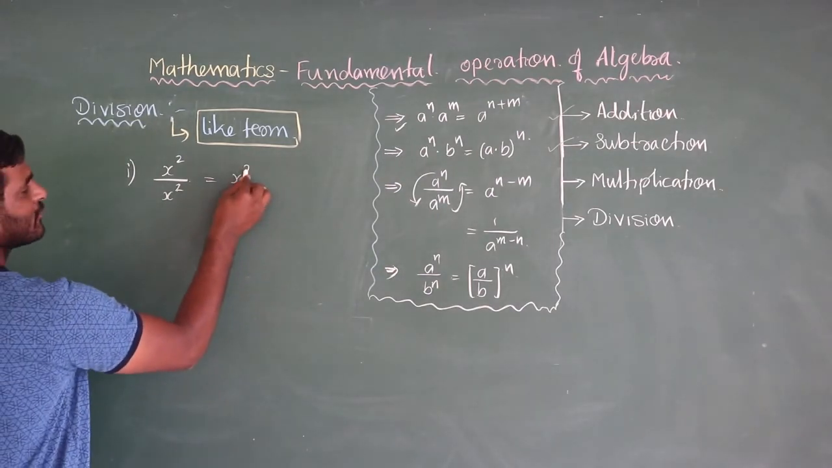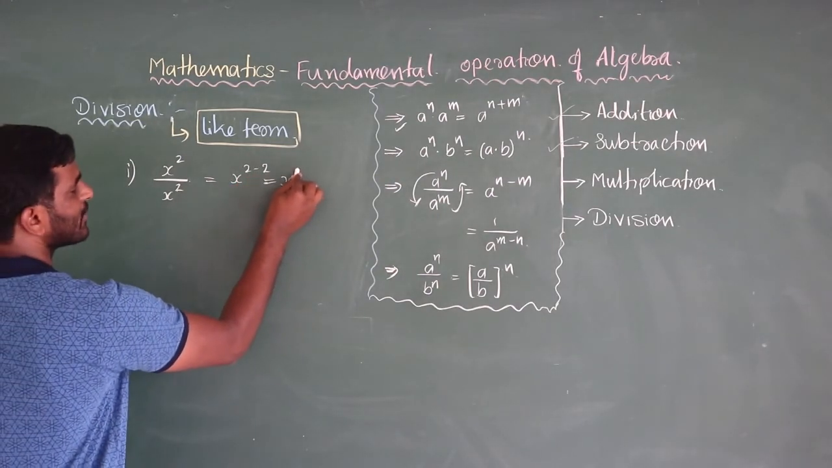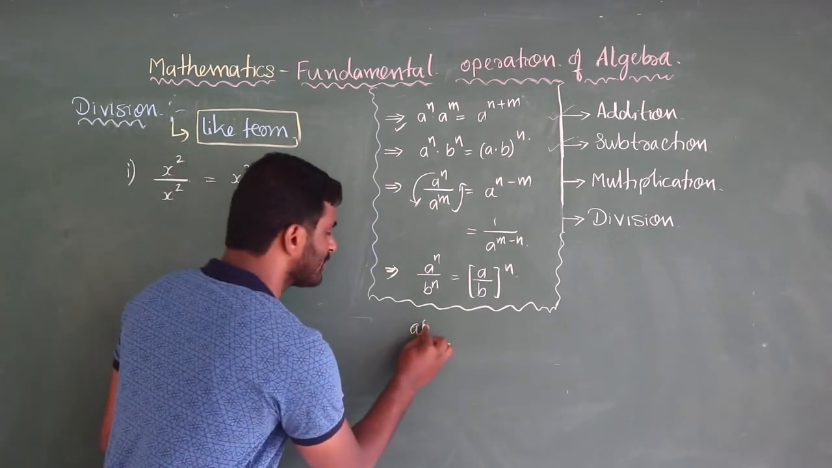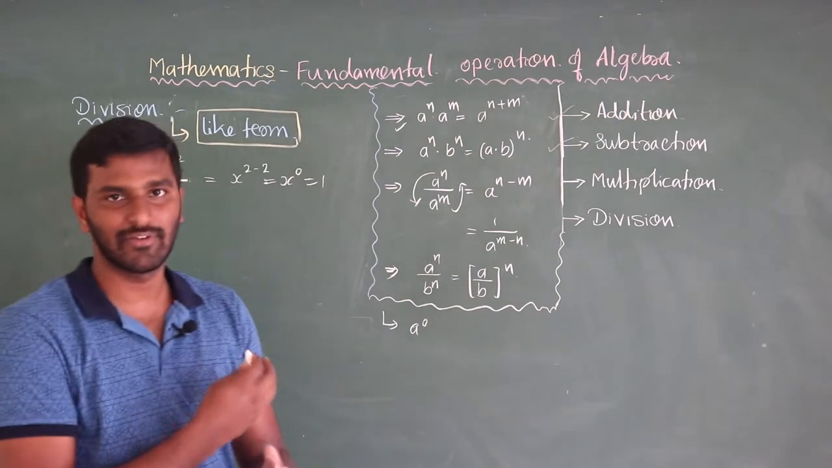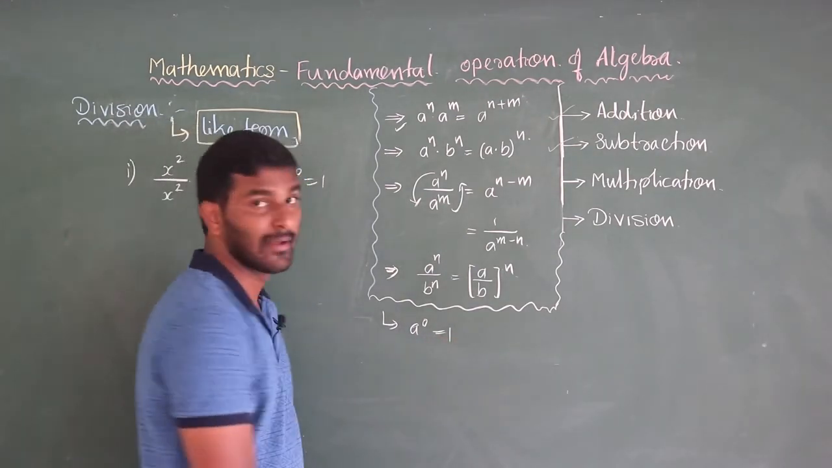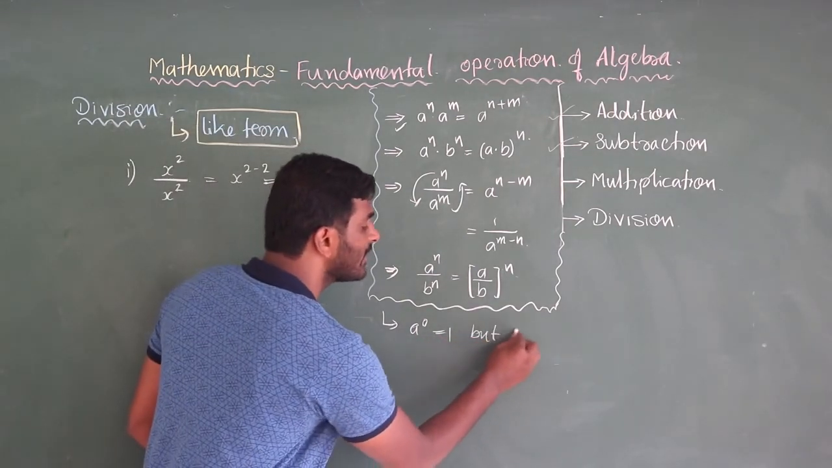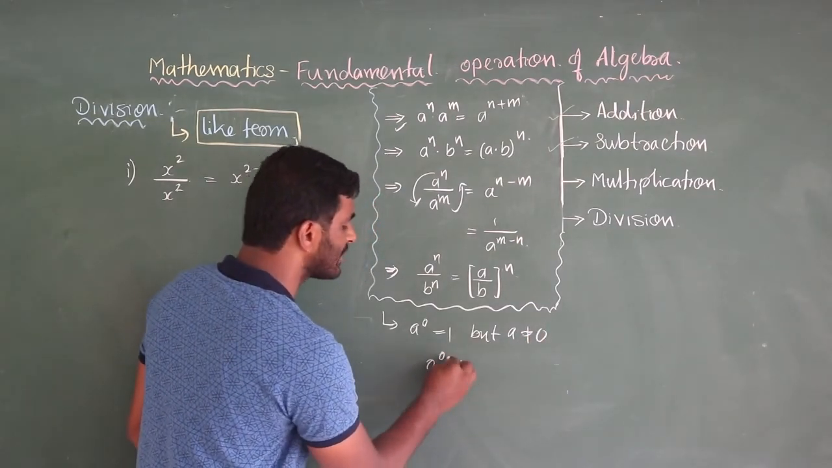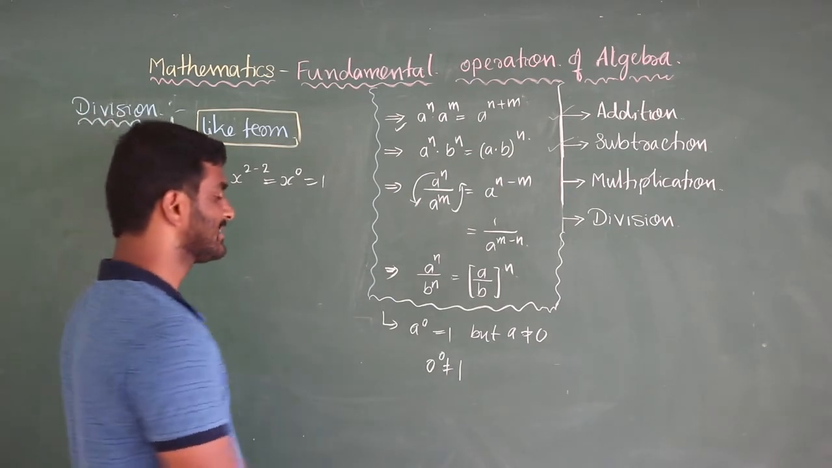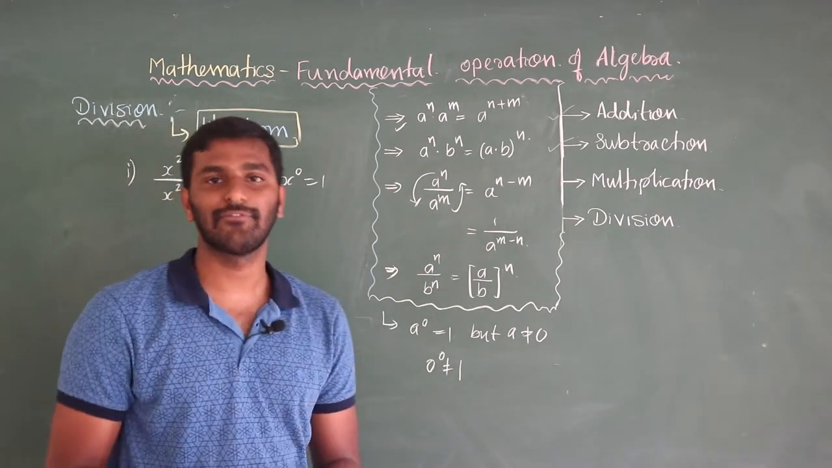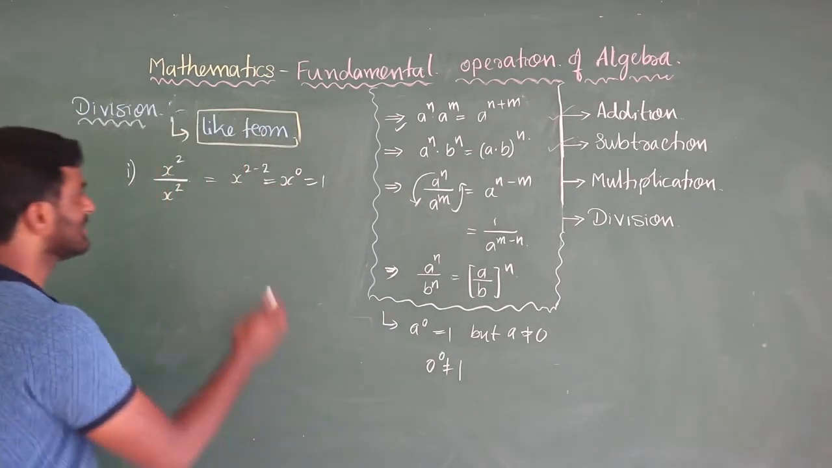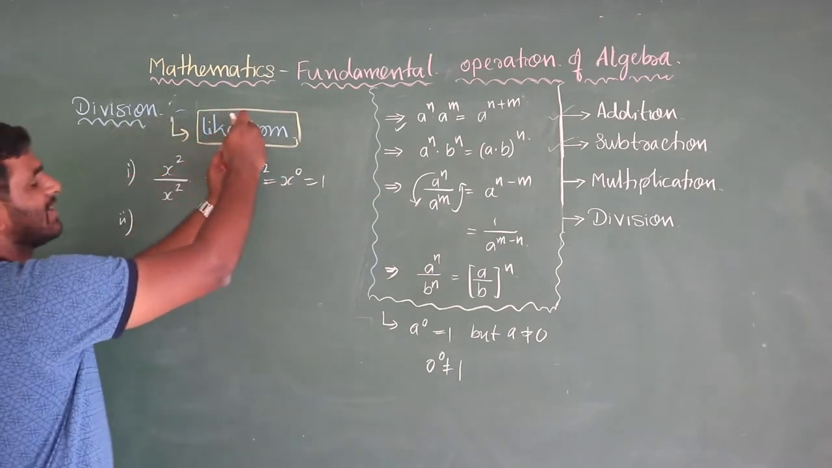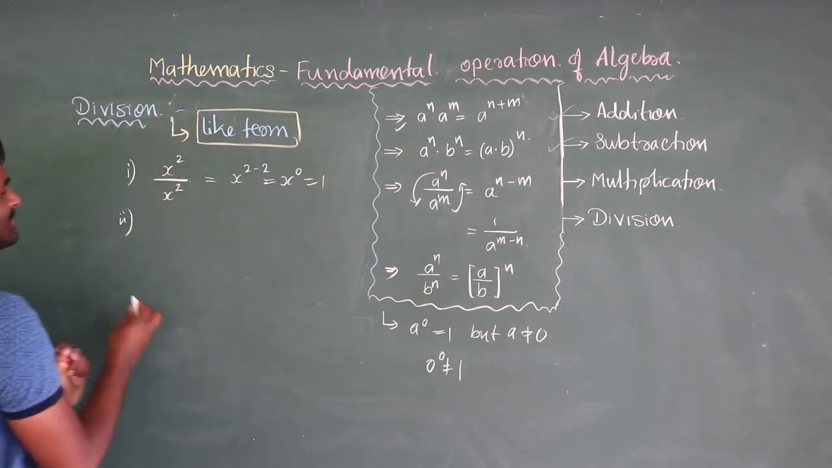And x to the power of 2 minus 2, x to the power of 0. Anything to the power of 0 is always 1. It is also one of the identities, a law of indices formula: a to the power of 0 is always 1. But note this point, a is not equal to 0. 0 to the power of 0 is not 1. It is an indeterminate form. In this case, x to the power of 0 is always 1. So the division of like terms always gives 1.